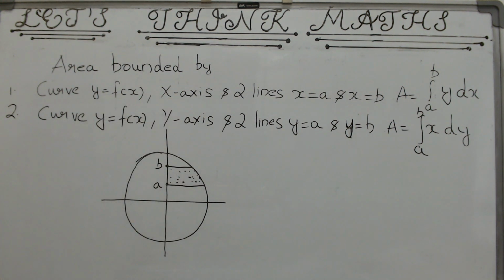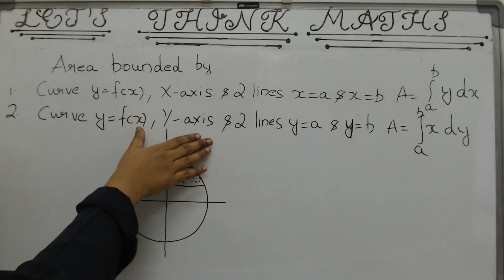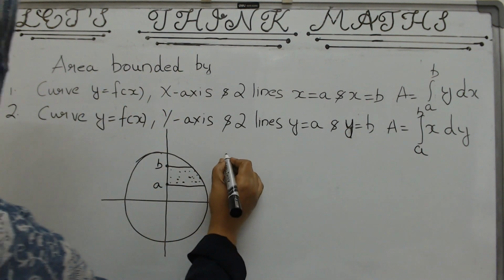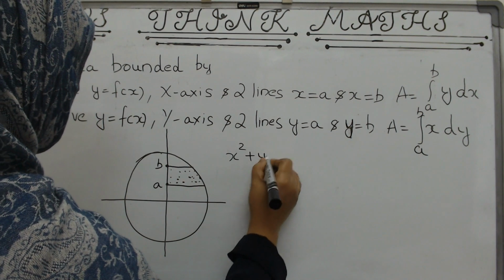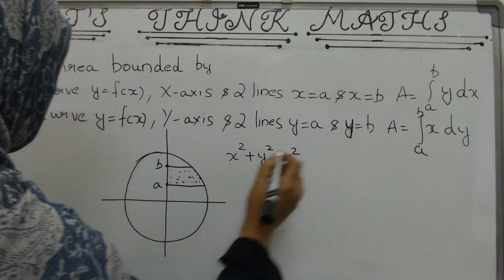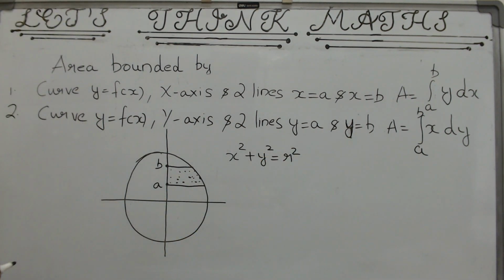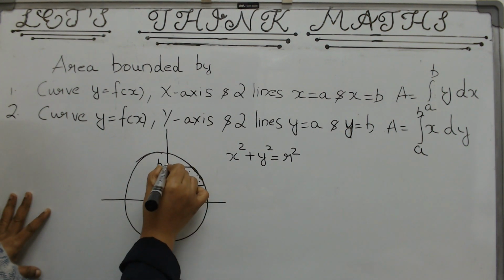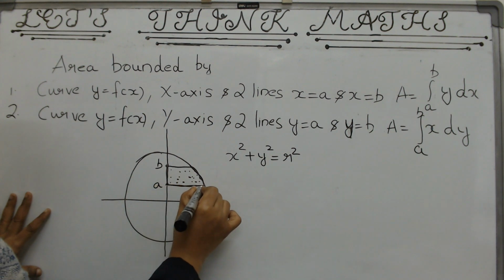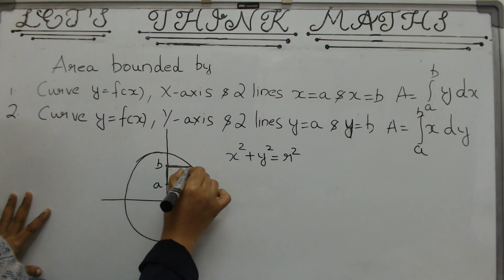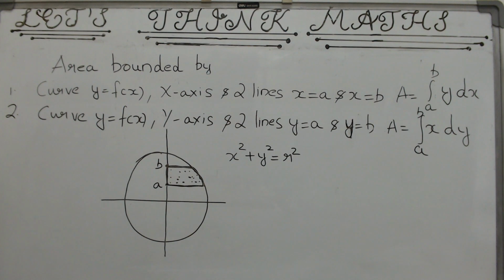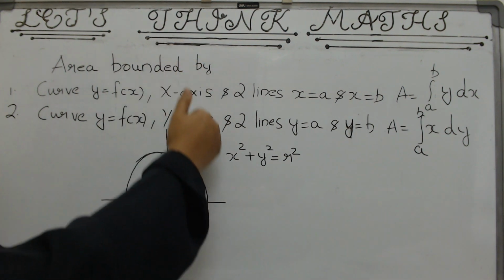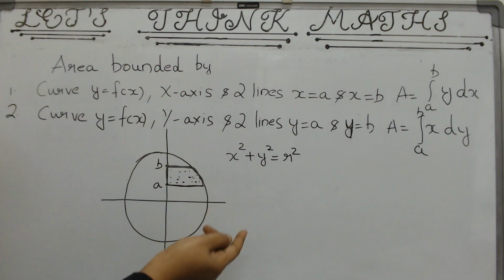What are we going to do here? We are going to repeat the same thing. We have taken the same curve, x square plus y square is equal to r square, but this time we are going to find the area of the region enclosed by the curve, the y-axis, and two lines, y is equal to a and y is equal to b. So what are we trying to do here? The same thing, but instead of getting rid of y, we are going to get rid of x this time, and it all follows the same way.